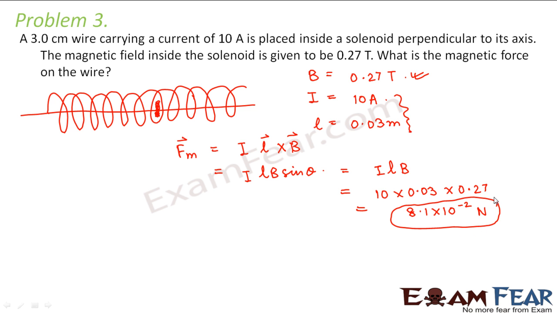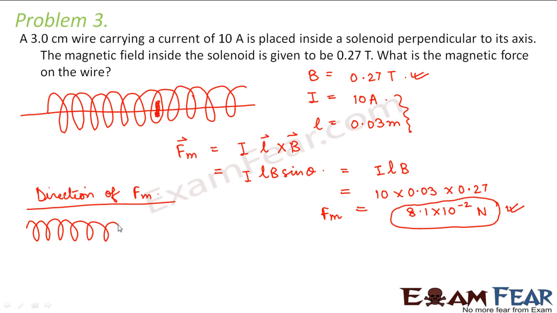So this is the magnitude of the magnetic force experienced by the wire. Now what about the direction of magnetic force? So what would be the direction of magnetic force? Since in this question the direction of current flowing through the wire is not clearly mentioned, I will tell you about all the possibilities.